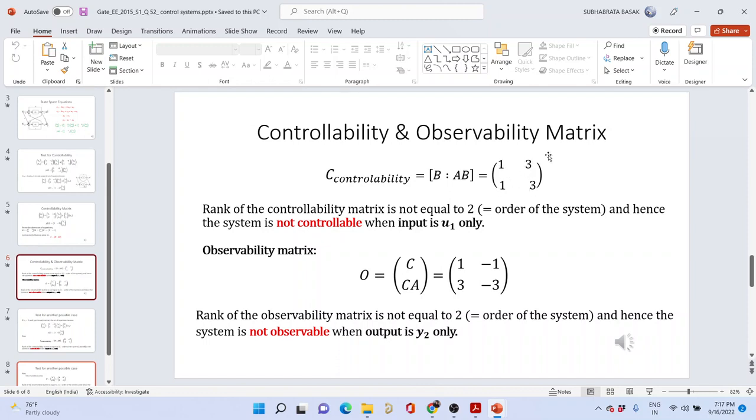If the determinant is 0, that means the order of the system is not equal to the rank of the system. The rank of the system over here is 1, whereas the order is 2. So it is not controllable. Similarly, we would form the observability matrix, that is the C matrix and CA. You have to conduct this operation C into A, and you will get that observability matrix as 1 minus 1, 3 minus 3. This again you will see that the rank is 1. It is not equal to 2, which is the order of the system. So it is neither observable nor controllable.